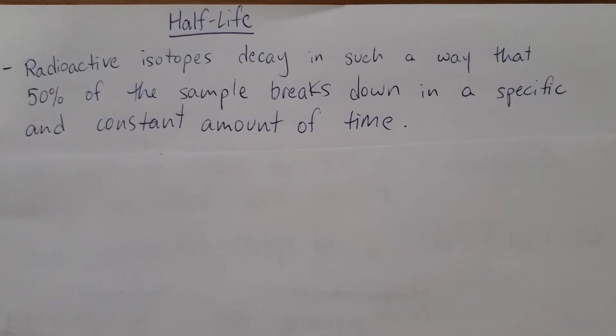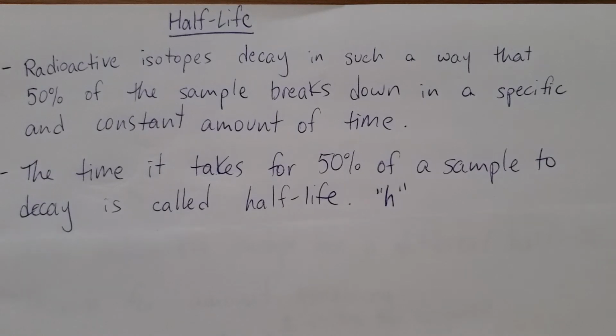Radioactive isotopes, so those are just elements that break down. They decay in such a way that 50%, half of the sample, breaks down in a specific and constant amount of time. Okay, so there's a nice mathematical way we can predict what's going on. The time it takes for half the sample to decay is called half-life. We're going to call it H. You might have seen it called something else in a different class.